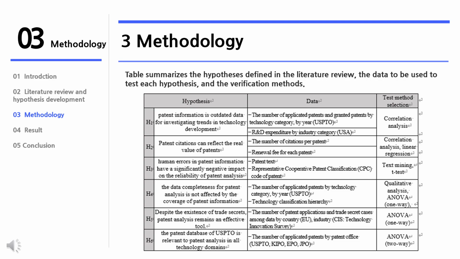Hypothesis 4 uses USPTO data and qualitative analysis and ANOVA. Hypothesis 5 uses EU patent data and ANOVA. Hypothesis 6 compares patents from various countries and uses ANOVA.